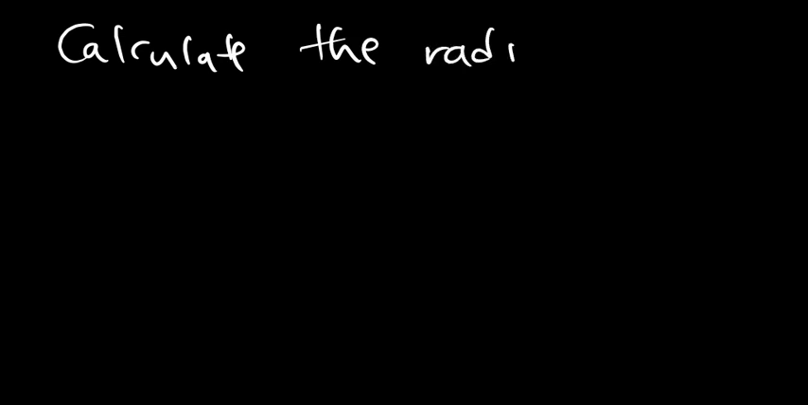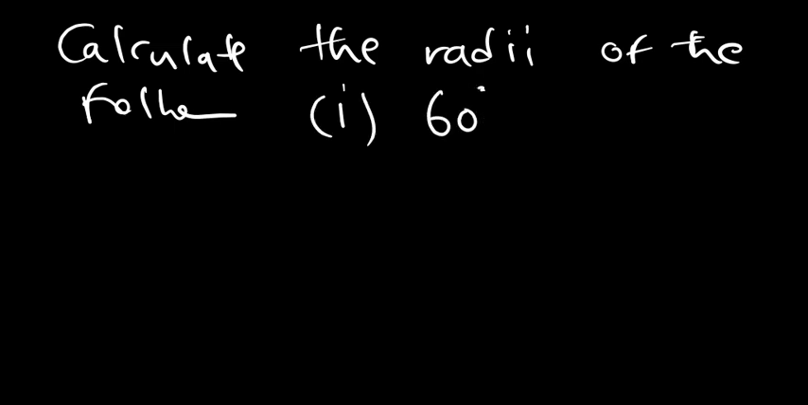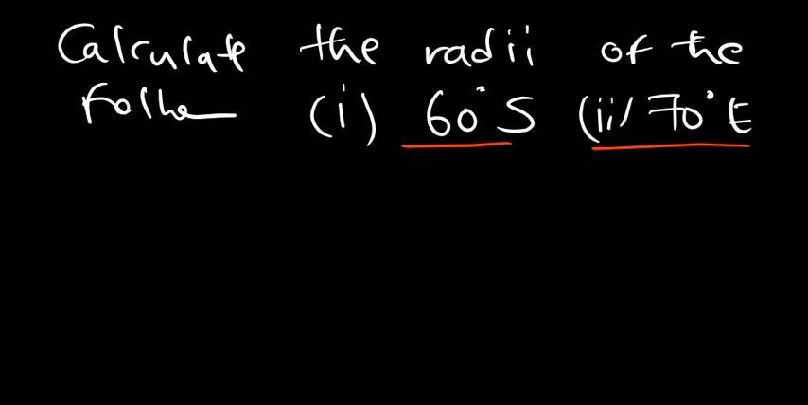And for practice, let's try to calculate the radii. By radii I mean we're making two calculations of the radius. Calculate the radii of the following: for the first one, let's look at 60 degrees south, and then the second one 70 degrees east. Let's calculate the radius of these circles, in kilometers or nautical miles, whichever you're comfortable with.